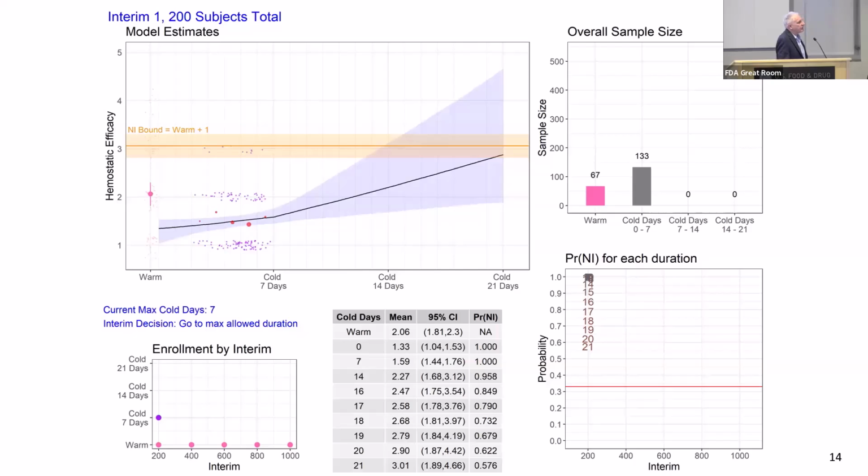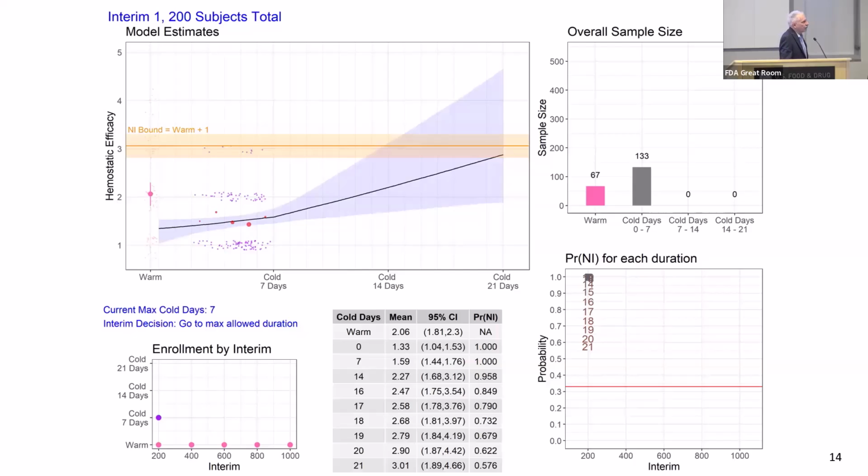So the result of this interim analysis would be to, for the next 200 patients, have the maximum length of duration be 12 days, which is the 7 days that we currently have data for, plus the 5 days, which is the maximum step forward that we are allowed to take. The bottom right-hand panel shows you the storage durations that have a probability of non-inferiority greater than the 33%, shown by the horizontal red line.